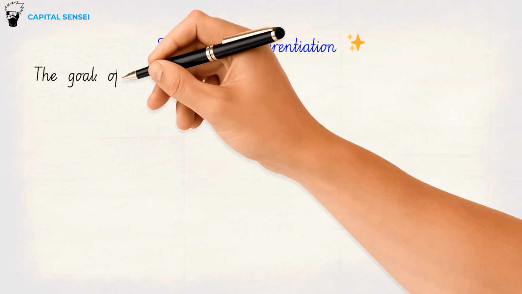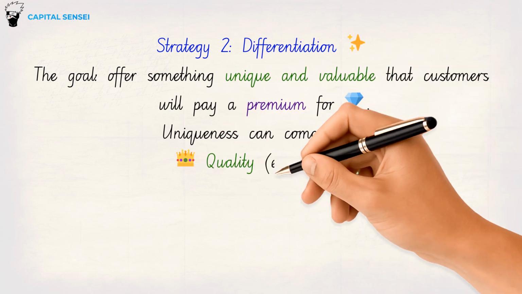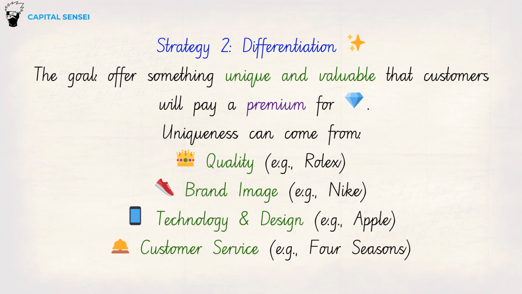The second generic strategy is differentiation. If you're not going to be the cheapest, you have to be different. The goal of differentiation is to offer a product or service that is perceived as unique and valuable by customers, for reasons other than just price. Because your offering is special, customers are willing to pay a premium for it.